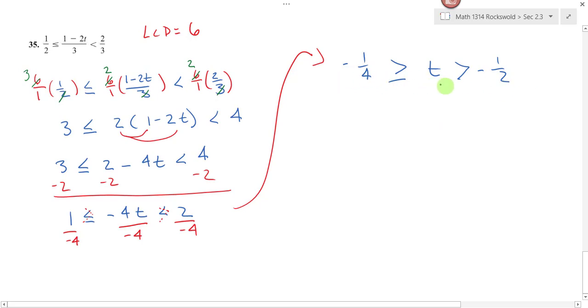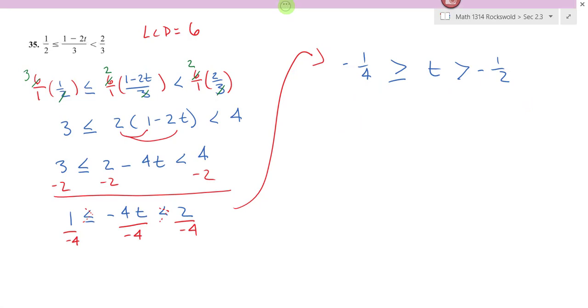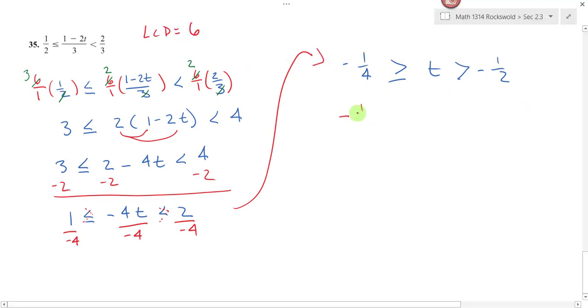This is not written in order where the smaller numbers are on the left and the larger numbers on the right. To rewrite this, I flip this and I get negative 1/2 is less than t is less than or equal to negative 1/4. Notice the direction of this inequality between t and negative 1/4 is the little end pointing to the t. That didn't change. This is your answer. In interval notation, how would I express this? Start with a parenthesis or a bracket. Parentheses, negative 1/2, comma, negative 1/4, bracket.